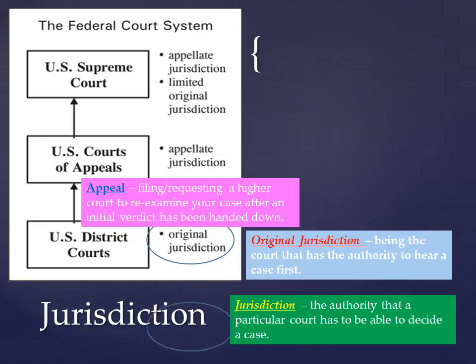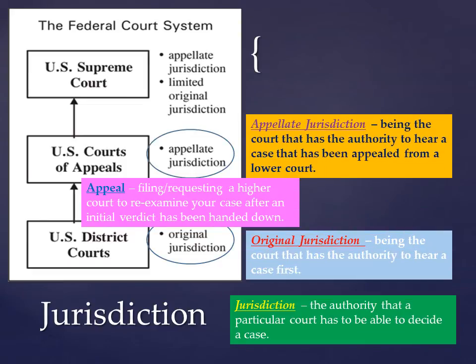If indeed they are granted their appeal and given a new trial, it would go up to the U.S. Court of Appeals. That is why the U.S. Court of Appeals is considered as having appellate jurisdiction. Appellate jurisdiction is being the court that has the authority to hear a case that has already previously been decided on and eventually has been appealed. Then, of course, there's the U.S. Supreme Court, which we refer to as the court of last resort, because there is no appealing once it gets to the Supreme Court. The Supreme Court could have original or appellate jurisdiction depending on the case.